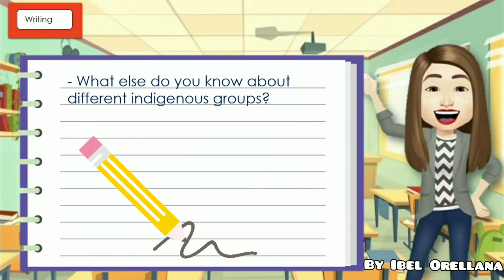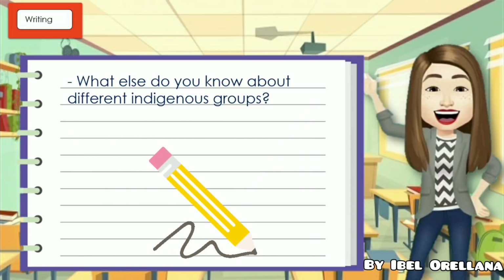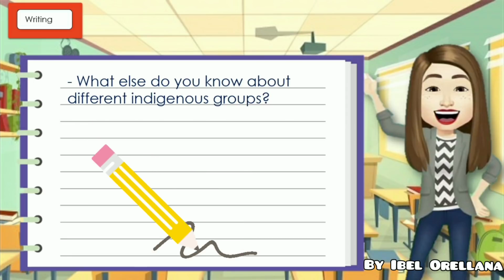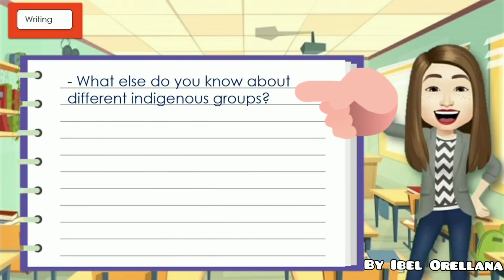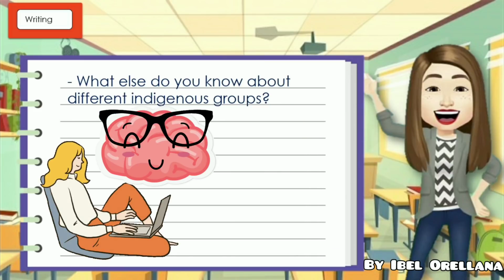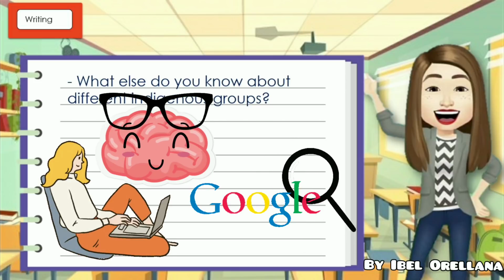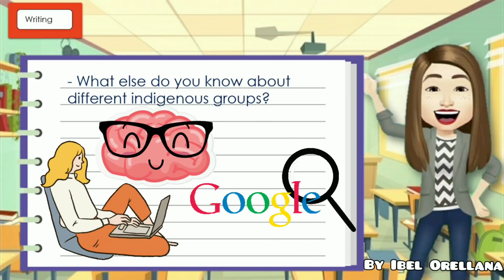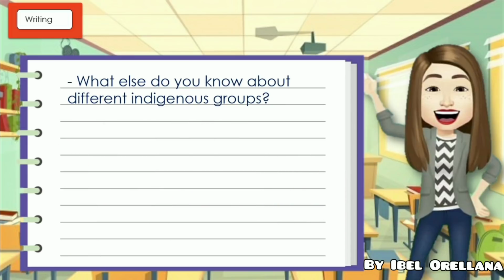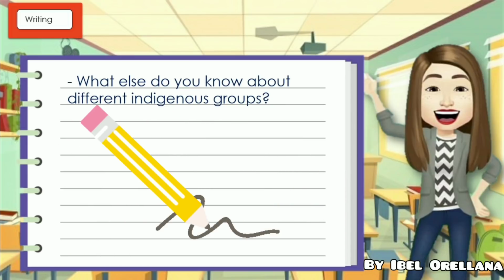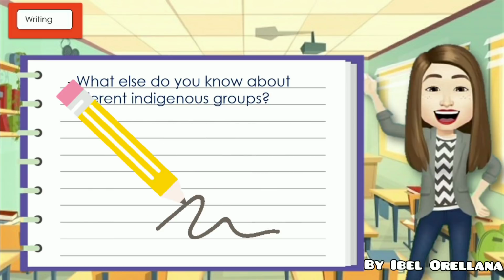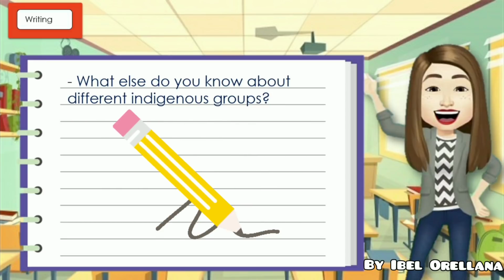Activity 4. Writing. En la actividad 4 vamos a responder a la siguiente pregunta. What else do you know about different indigenous groups? ¿Qué sabes acerca de los diferentes grupos indígenas? Use your general knowledge or search this information on the internet. Utiliza tu cultura general o busca esta información en el internet. Now do it by yourself, then compare with me. Hazlo por ti mismo, luego compara conmigo.